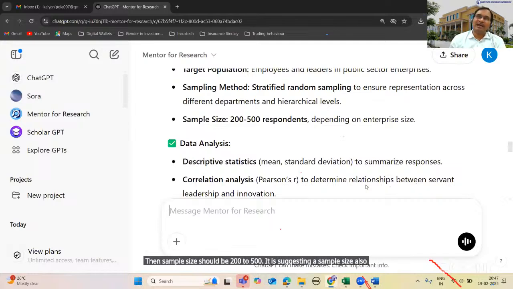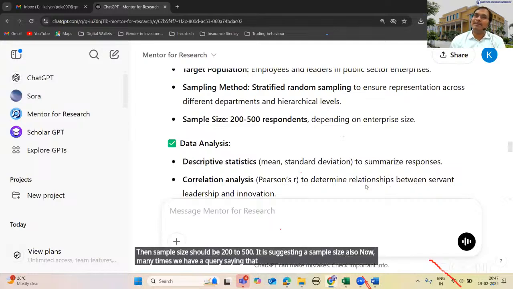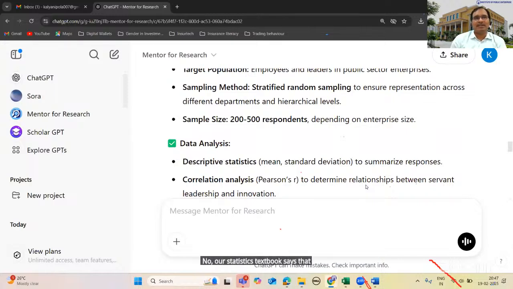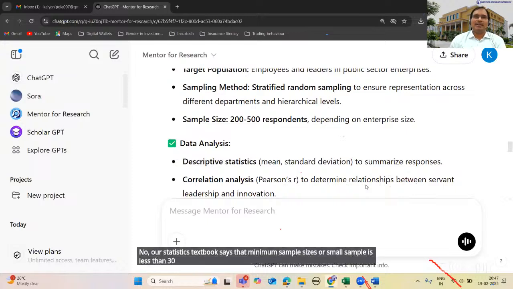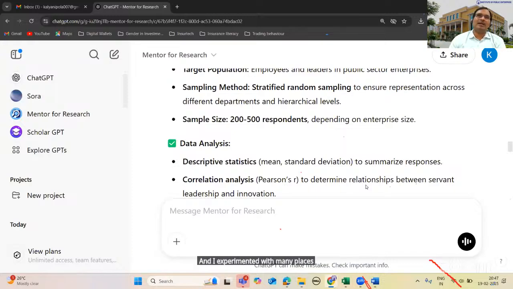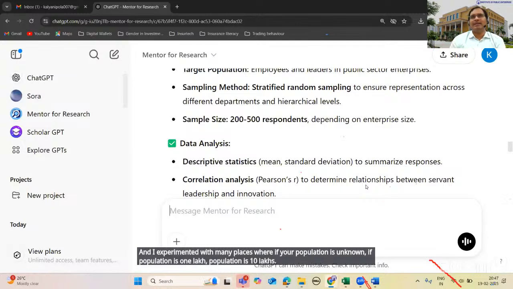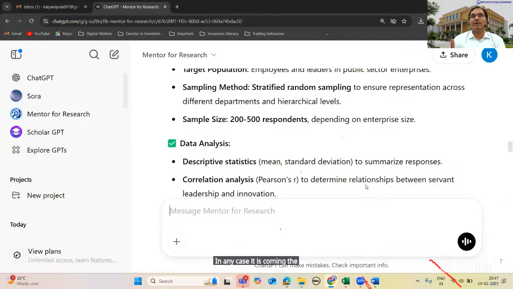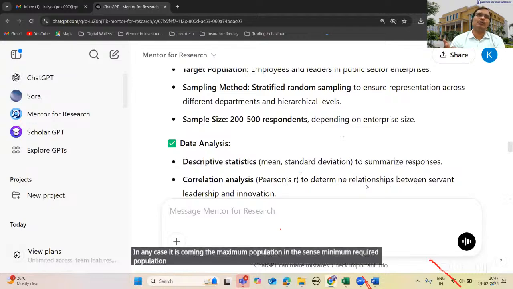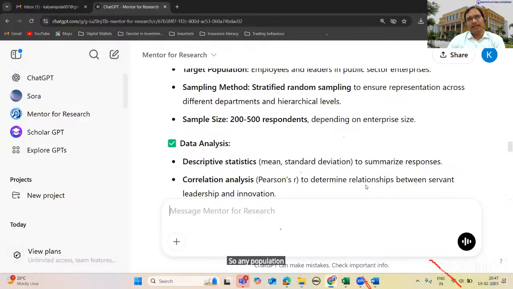Now, many times we have a query asking what the ideal sample size should be. Our statistics textbook says that a small sample is less than 30, and anything above 30 is a large sample. I experimented in many places, and whether the population is unknown, 1 lakh, or 10 lakhs, in any case the minimum required sample comes to around 384 or 390. So any sample above 390, that is 400 or 500, is a very good sample.